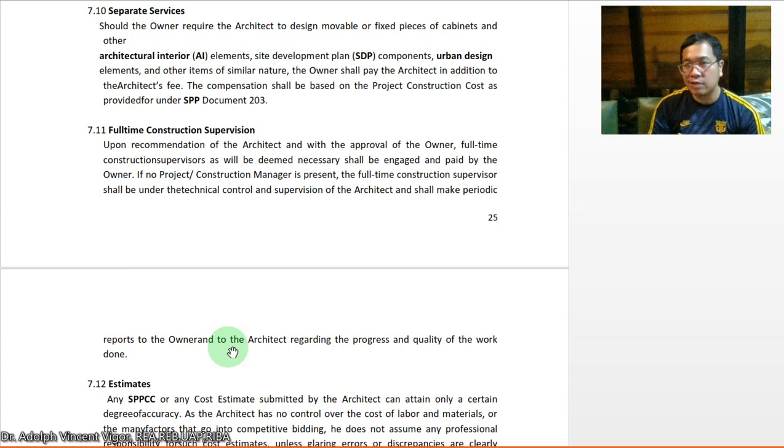So if you look at the previous clause, if you're already done with the design and the other contract documents, you should already be paid 90% of the work, whether the project will be implemented or not. So your professional fee as the architect does not include the full-time construction supervision.